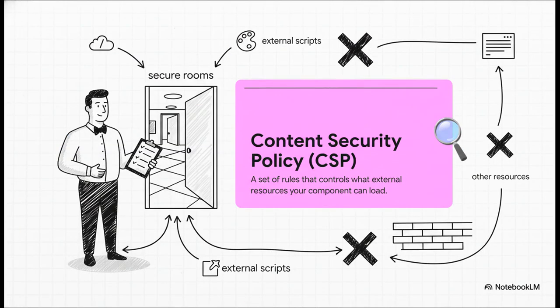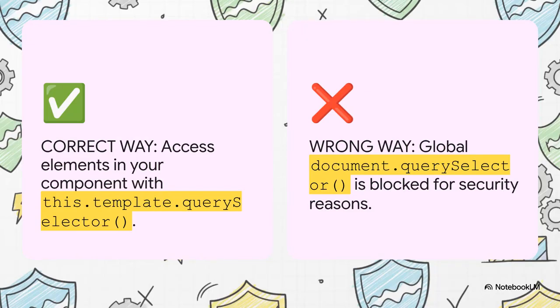And then, on top of that, you've got the Content Security Policy, or CSP. If Locker Service provides the locked rooms, think of CSP as the bouncer at the front door. It has a very strict guest list, and it controls exactly which outside scripts or files are even allowed to get into your app. If it's not on the list, it's not getting in. Simple as that. And all of this leads to a core rule you have to follow. Because of these protections and something called the shadow DOM, which keeps your component's guts hidden, you can't just use the global document object to find things on the page anymore. You have to use this.template to look for elements inside your component's little world.